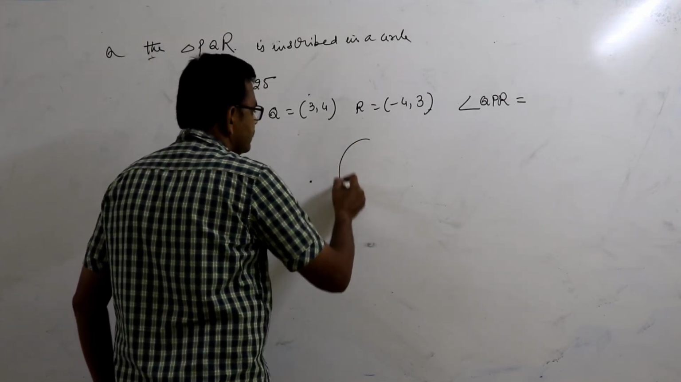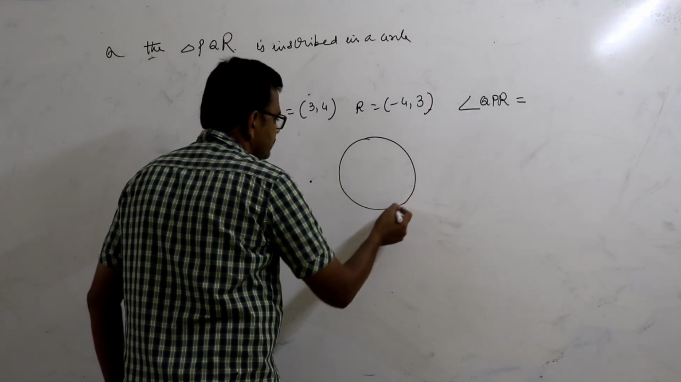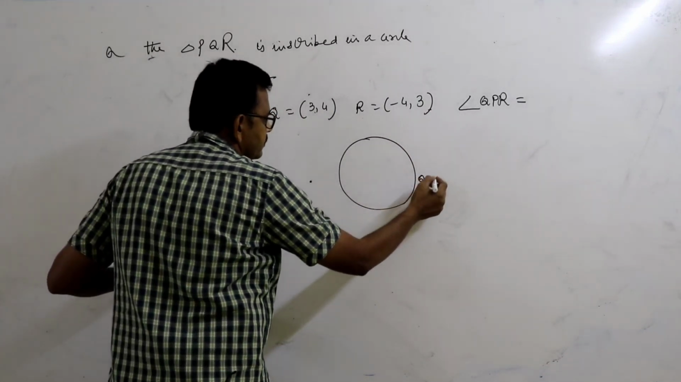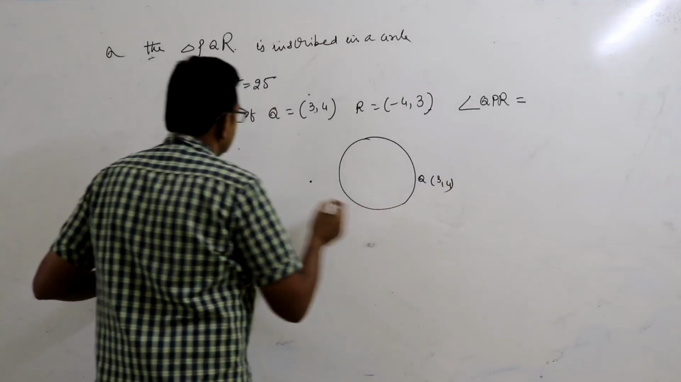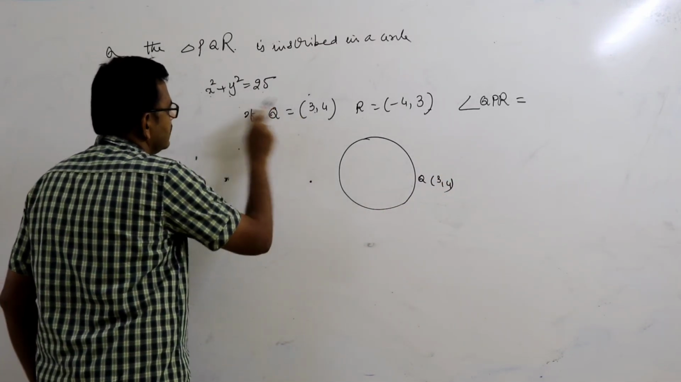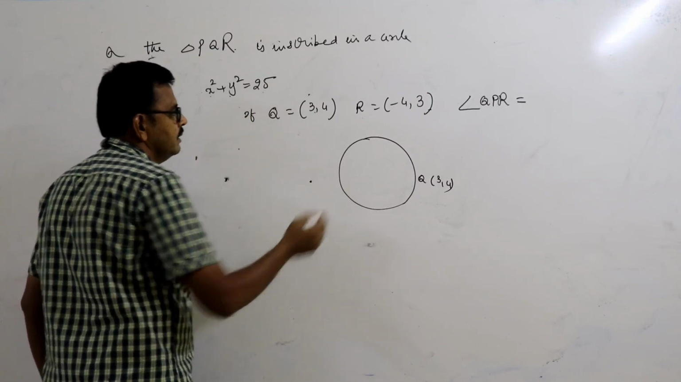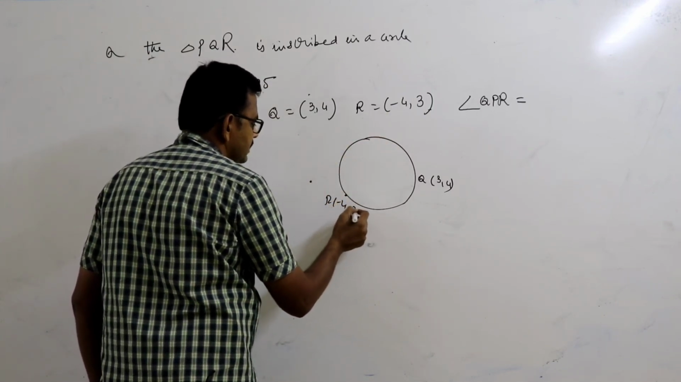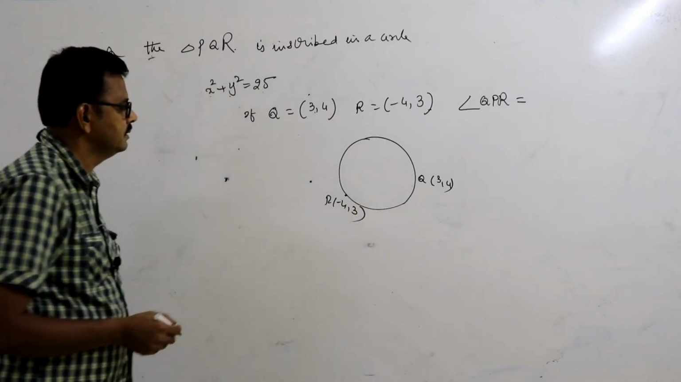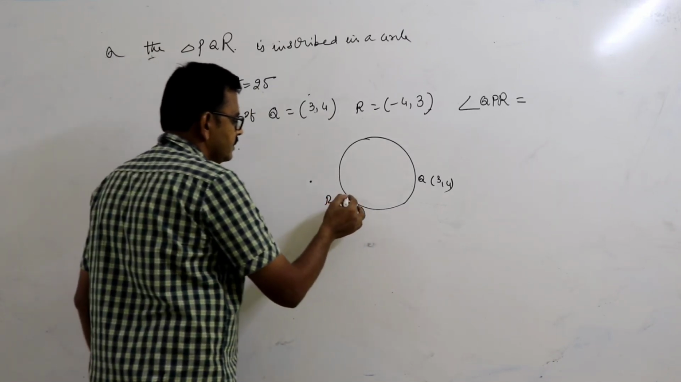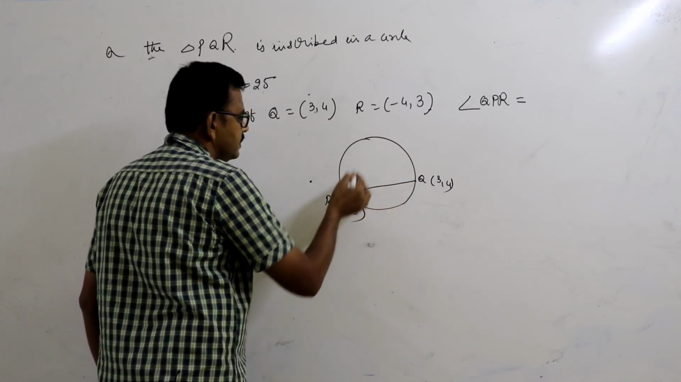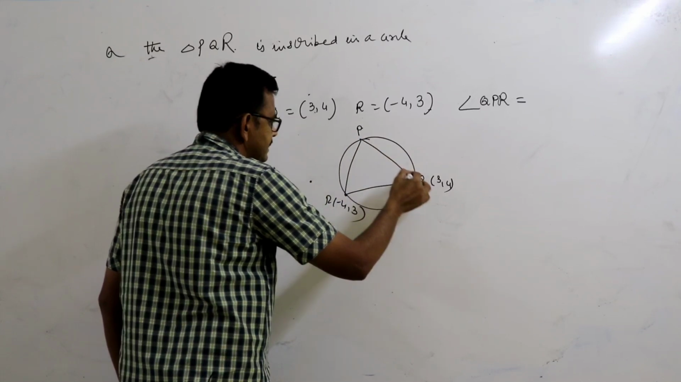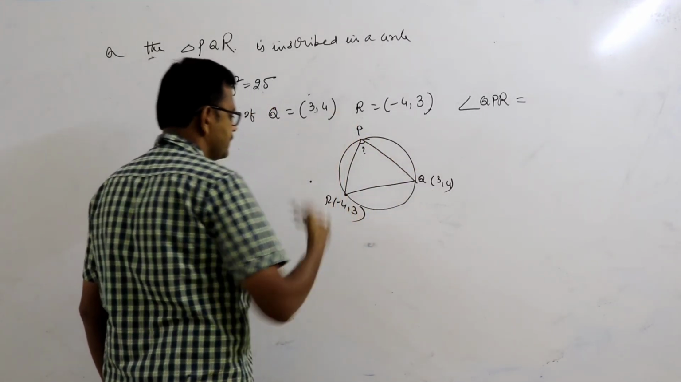The circle equation is x square plus y square is equal to 25. Clearly, the point Q (3, 4) lies on the circle: 9 plus 16 is 25. And the point R (-4, 3) also lies on the circle. So the point is P. Now, this makes an angle. This is the question.